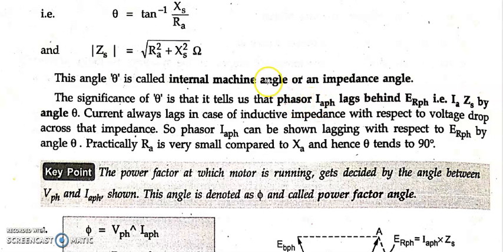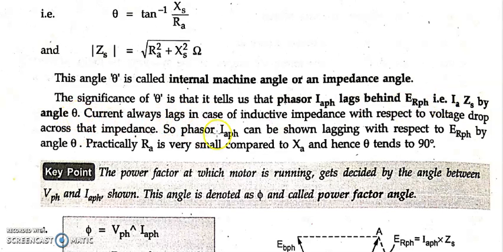As we know, when load increases, the value of Ia will also change depending upon the load condition. Usually we know that a synchronous motor is an inductive type of load, so Ia will always lag behind the resultant EMF per phase, ER phase. How much does it lag? It lags by an angle theta.